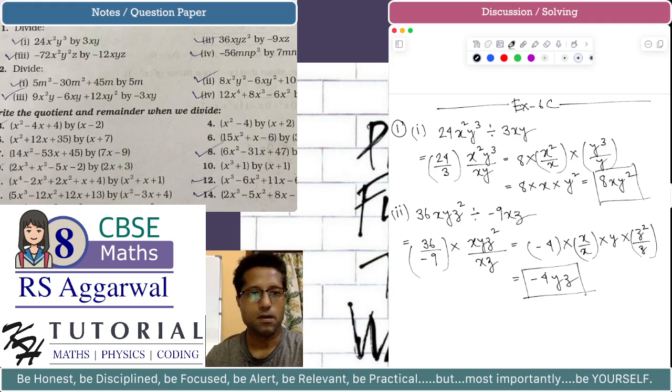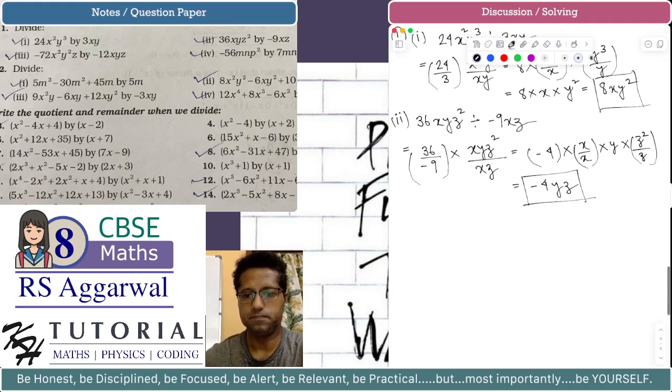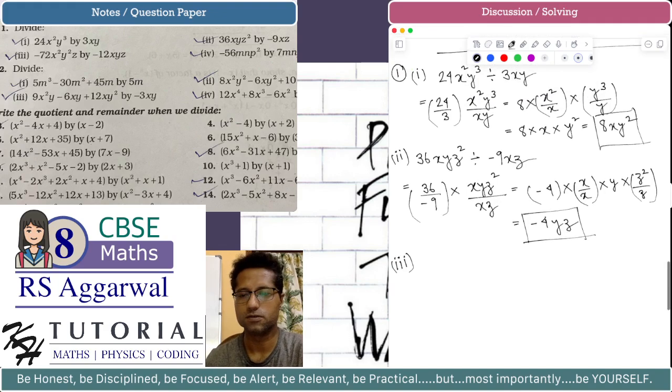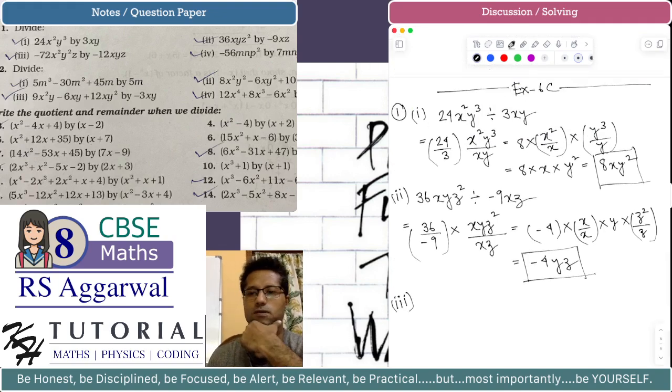Okay. Let's do the third one. So while I am solving the problem, you can pause the video and take a screenshot of the solution if you think it will help you as a reference.